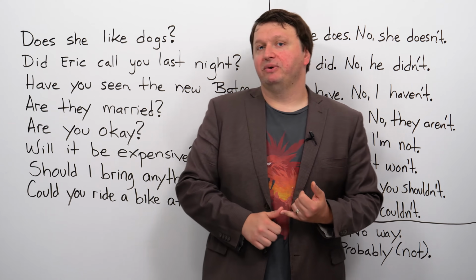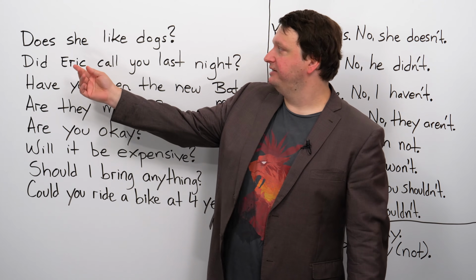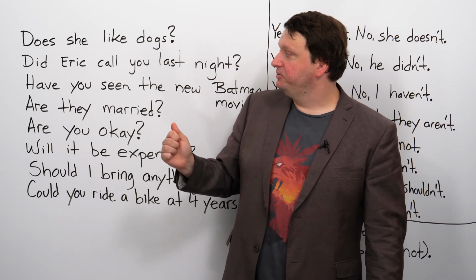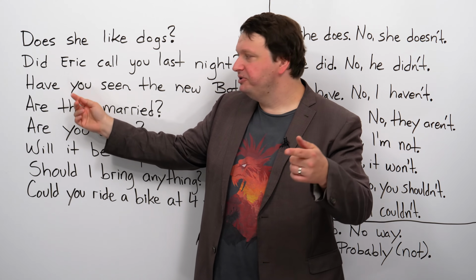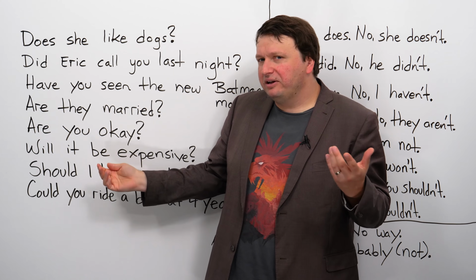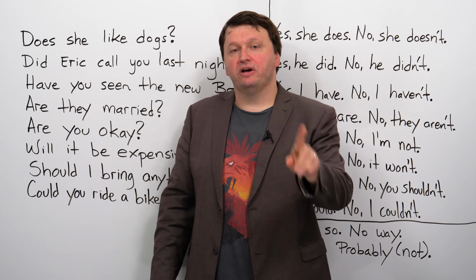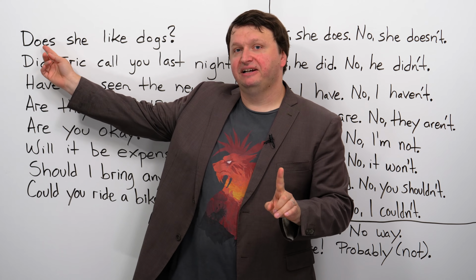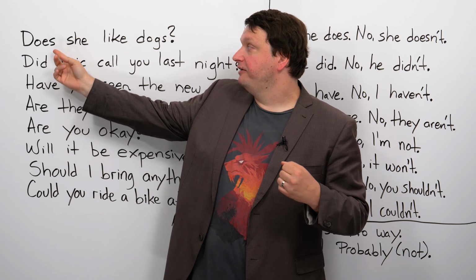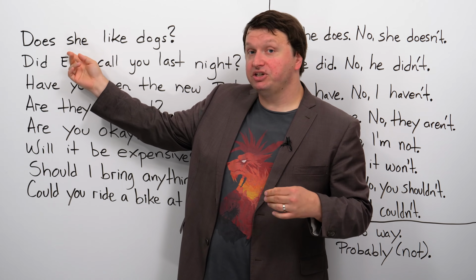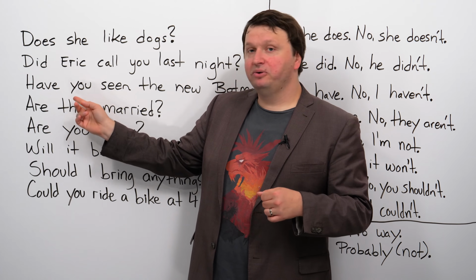So remember, when you have a yes or no question that is basically asking for a fact, like, does she like dogs? Did Eric call you last night? Have you seen the movie? Does she? Did Eric? Have you? Are they? Are you? Will it? Should I? Could you? Always pay attention to the first verb in the question. That is the verb that you are going to conjugate in your answer. Oftentimes, it's the exact same verb. Does she? Yes, she does. Did Eric? Yes, he did. Have you? Yes, I have.